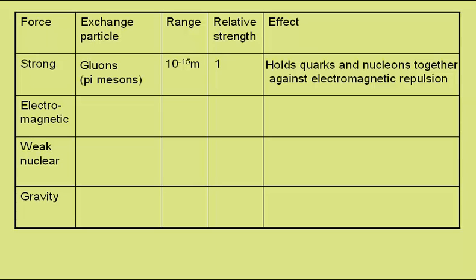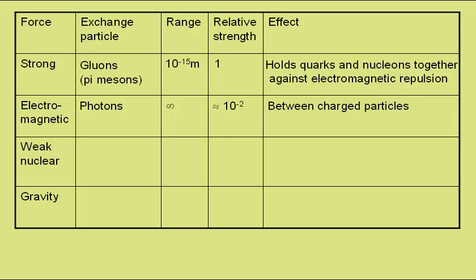The exchange particle for the electromagnetic force is the photon. These have infinite range and relative strength of around 10 to the minus 2, 100 times smaller than the strength of gluons. Their effect is between charged particles. They are responsible for the attraction and repulsion between charged objects.